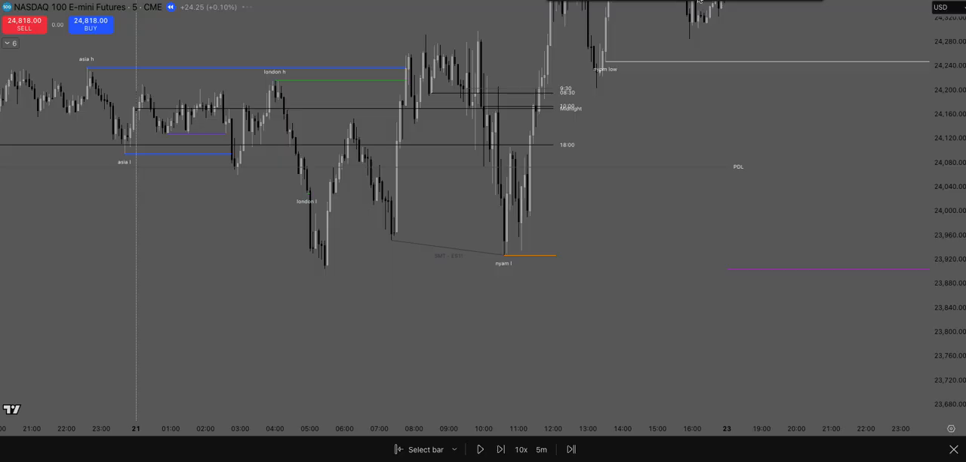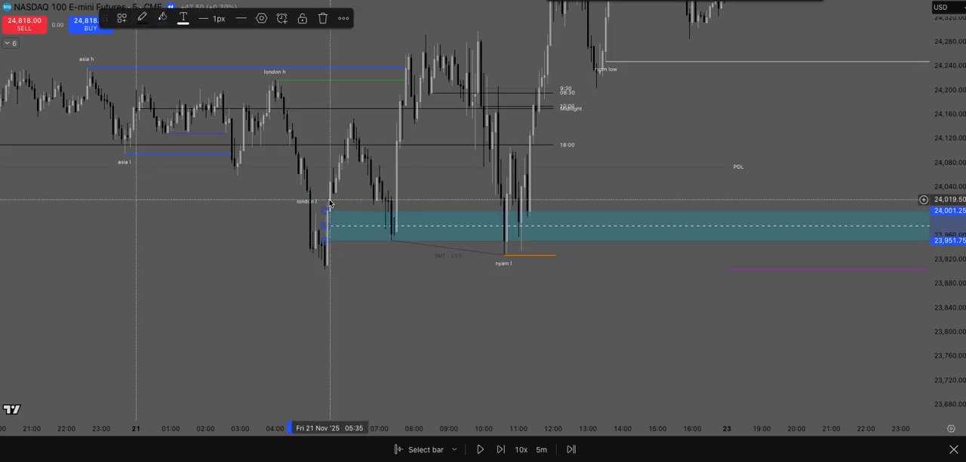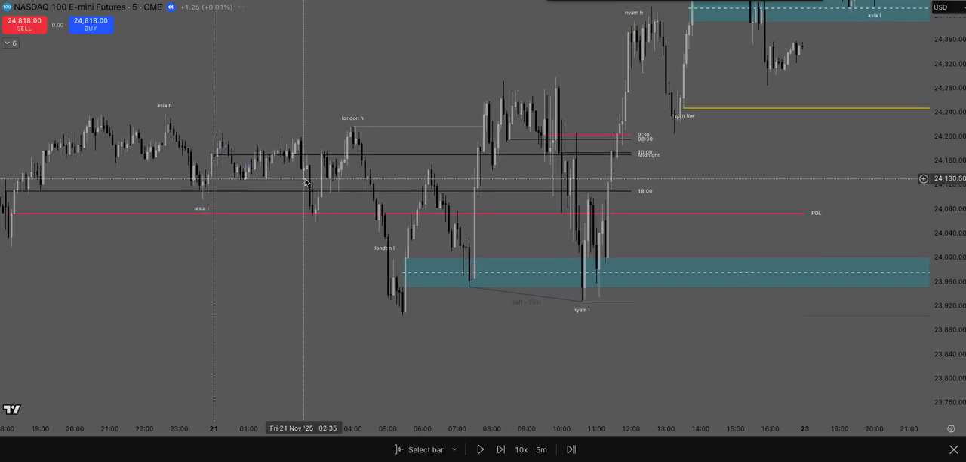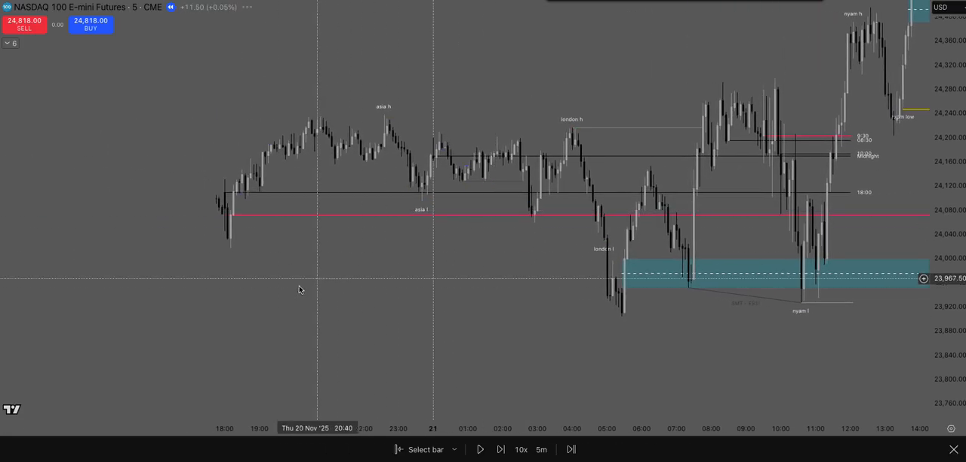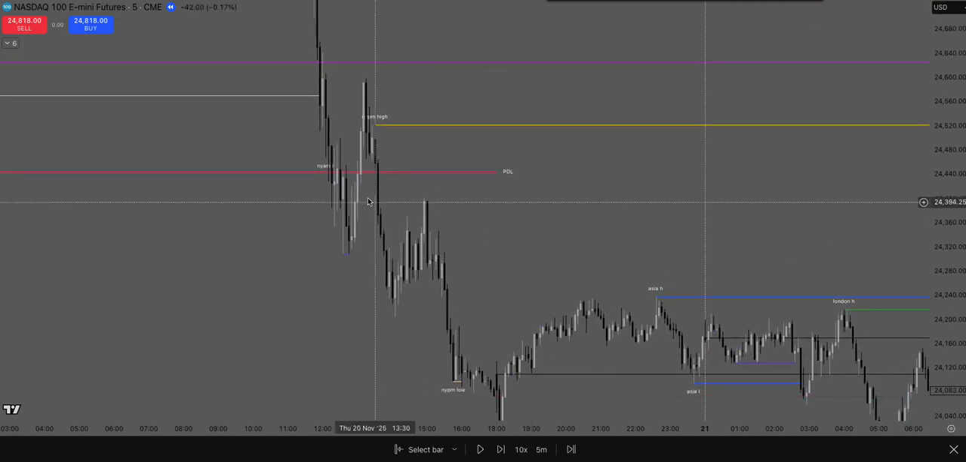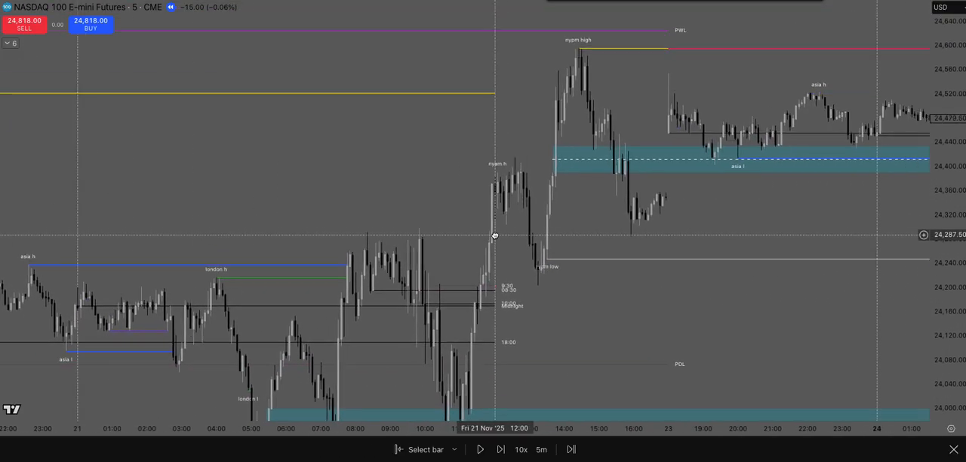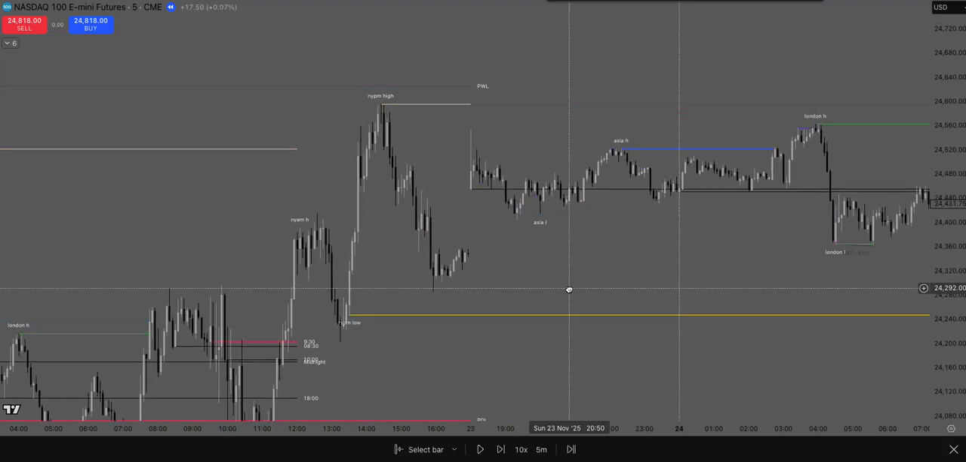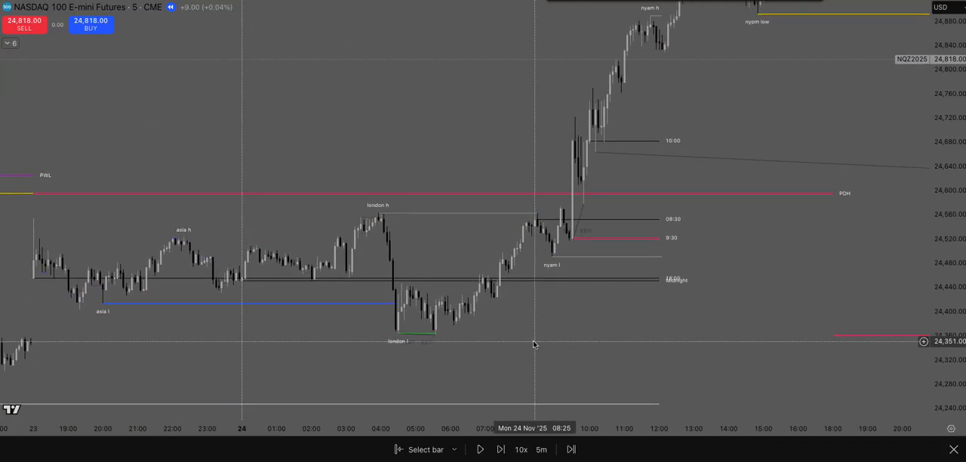Boom, there's a gap right there. Gap right there, gap right there. You want to be able to just see these easily. Because when you're live trading, you'll eventually get to a point where you can anticipate where these gaps will form, and you'll start to realize which ones are probable and which ones are not.